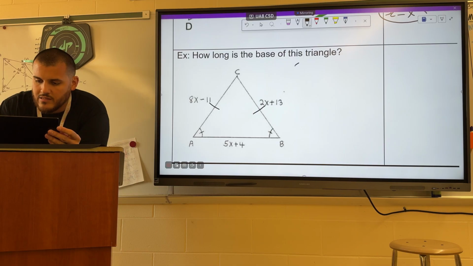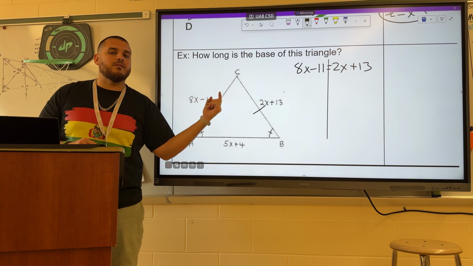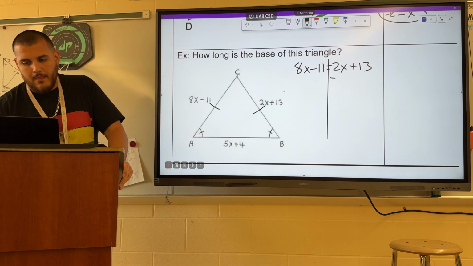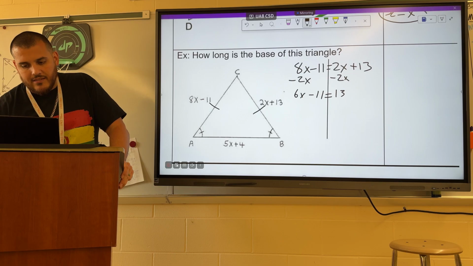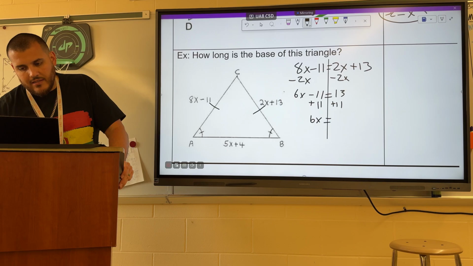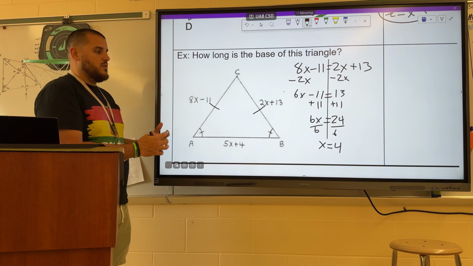Because our legs are congruent, I can set 8x minus 11 equal to 2x plus 13 in order to solve for x. I'm gonna get my x's on the same side here by subtracting both sides by 2x. Right, subtracting both sides here will give me 6x minus 11 equals 13. Now I can get that 6x alone by adding 11 to both sides. So my 6x equals 24. And then I can get x by dividing both sides by 6. x would equal 4.